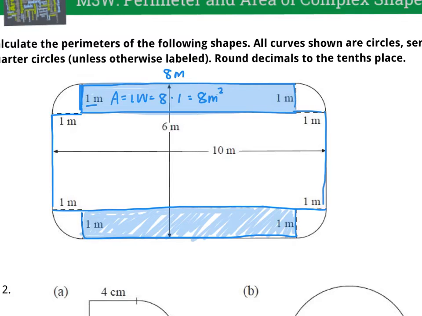That bottom rectangle is exactly the same as the top one, so that means it also has an area of 8 square meters. So now what I need to find is the area of the big rectangle in the middle. So again here, area is equal to length times width.